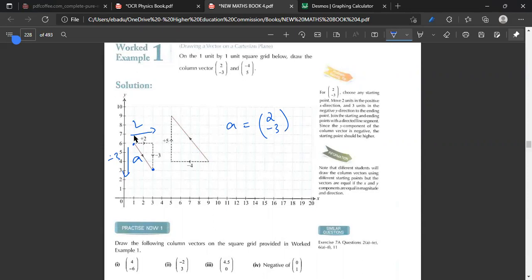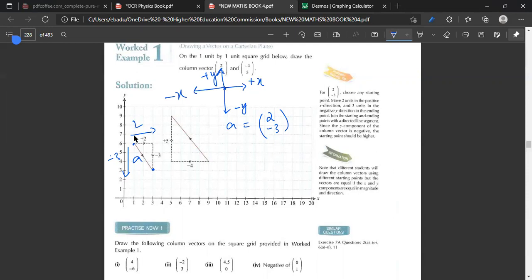Do you get this? Yeah, but is right always the positive direction? Yes, right is positive x and up is positive y. It's always the case, and down is negative y. Similarly, left is negative x.